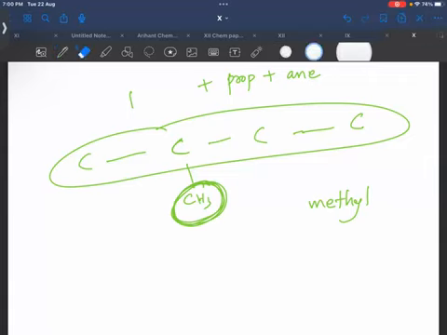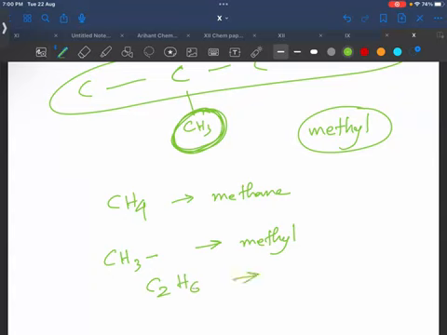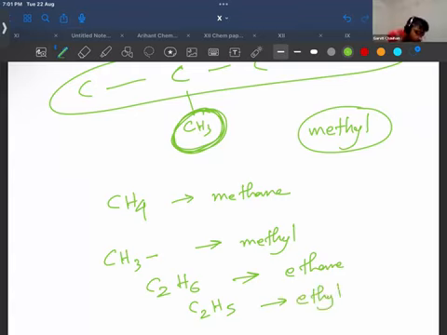Now let's see how we get its name. It is simple. If CH4 is methane, and if we remove one hydrogen, CH3, then it becomes methyl. Like that we are getting the name. Are you able to understand? Similarly, what is the name of C2H6? Ethane. If you remove one hydrogen, C2H5, it becomes ethyl. So these are the names of the substituents.